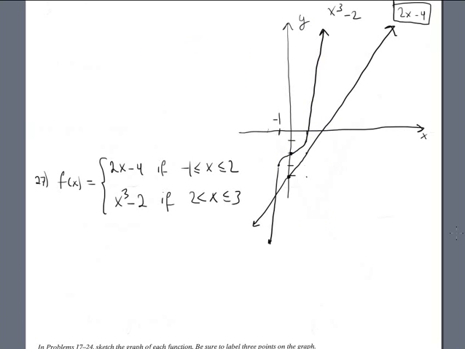Okay, 27 is another piecewise function, but in this case we have two pieces. The first piece represents a line. I draw the line. The line is 2x minus 4. So the y-intercept is negative 4, and the slope is 2, so there's 1 here and 1 and 2 here. Now you connect this point with the line, 2x minus 4.